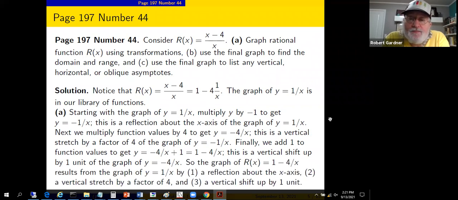So 3 steps. The graph of the given function results from taking the library of functions graph, y equals 1 over x, and reflecting it about the x-axis. That's the introduction of the negative sign. Then a vertical stretch by a factor of 4. And then a vertical shift by 1 unit, and that produces the final version of the function. Okay, so we'll start with the 1 over x function on the next slide, and then we'll do these 3 things to it.